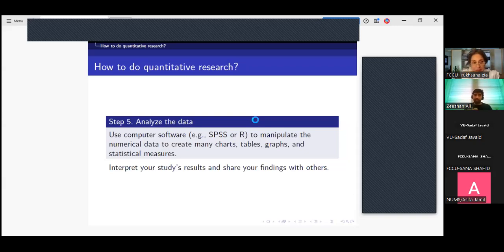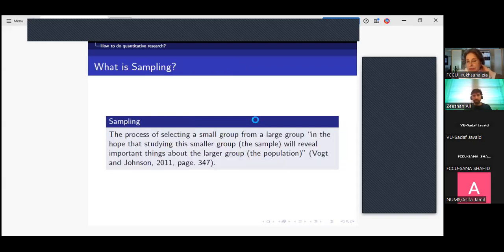So after analyzing the data, the sixth step is to interpret your results and then disseminate your findings. So these are the steps involved in conducting quantitative research. If anyone has questions about these steps, I'm more than happy to answer them. After that, I will move to the other part of the presentation, which is related to sampling.